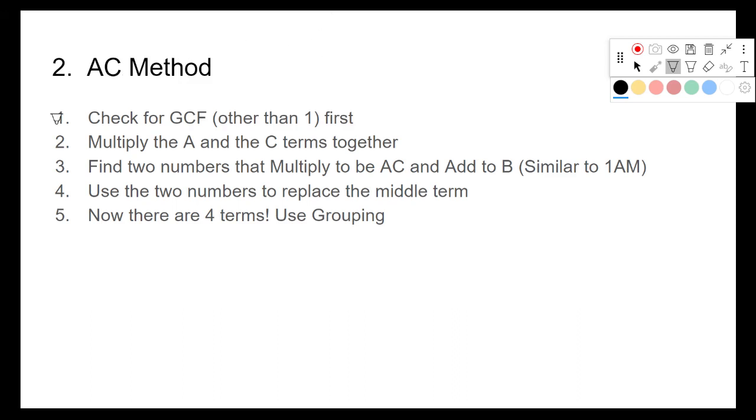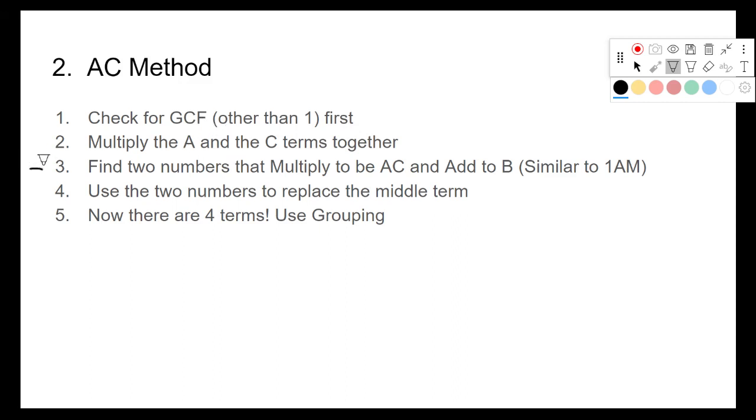The first thing we're going to do is check for a GCF other than 1. All right, we're going to factor that out if we have one. The second thing is then we're going to start using the AC method. To do that, you're going to multiply the A and the C together. Okay, A times C, multiply those numbers together, see what you get.